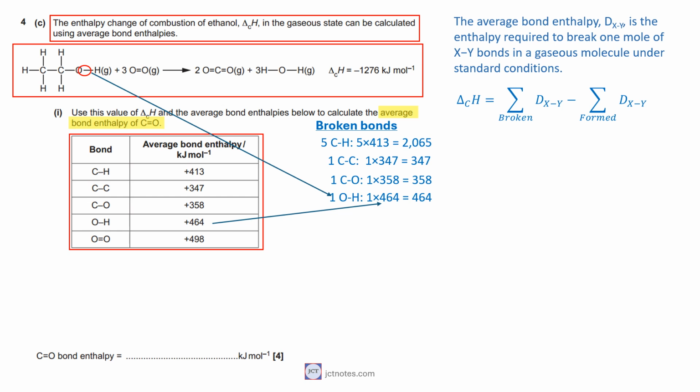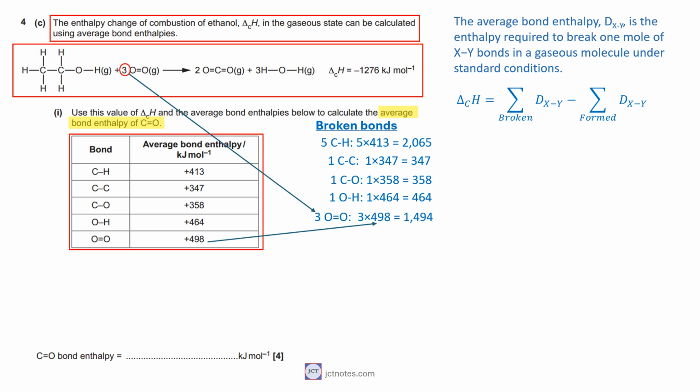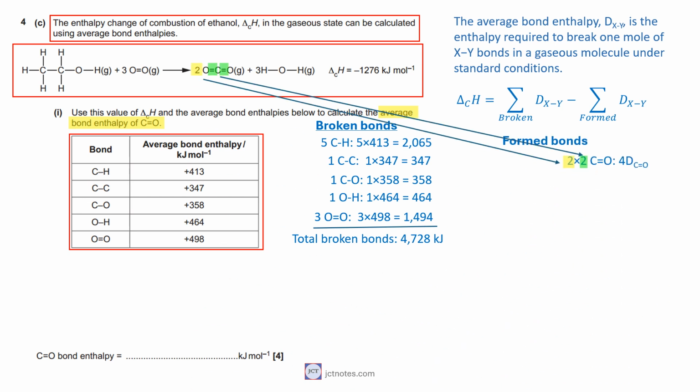In the oxygen, we have a double bond. As we have 3 oxygens, the total bond enthalpy is 1494 kilojoules. If we add all these numbers, we have that the total due to broken bonds is 4728 kilojoules. We have the following bonds formed. 2 carbon-oxygen double bonds in the carbon dioxide. As we have 2 carbon dioxides, the total contribution is 4 times the average bond enthalpy of the carbon-oxygen double bond.